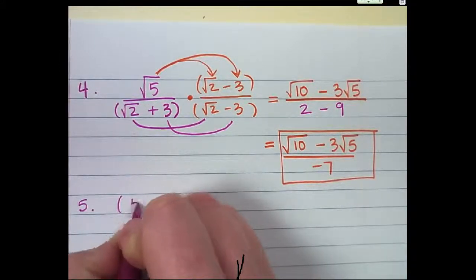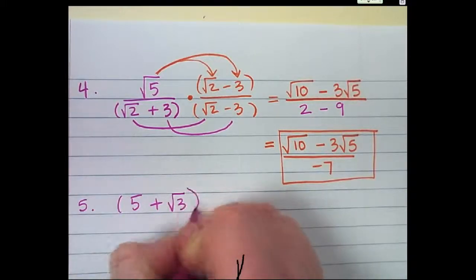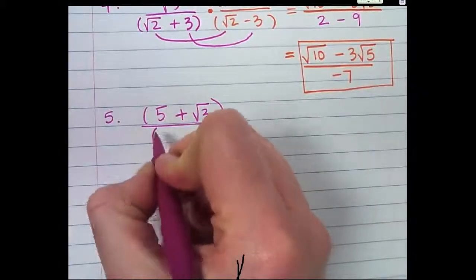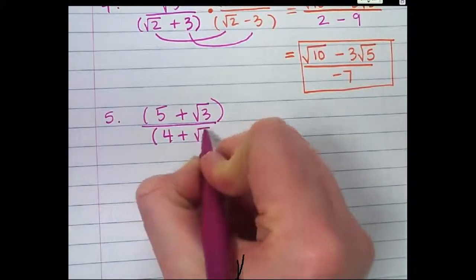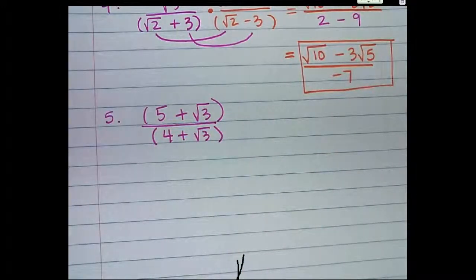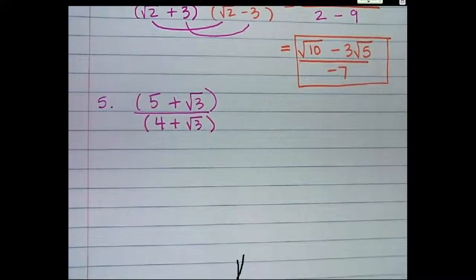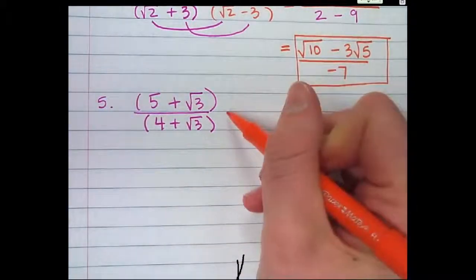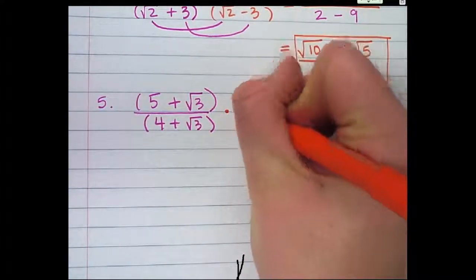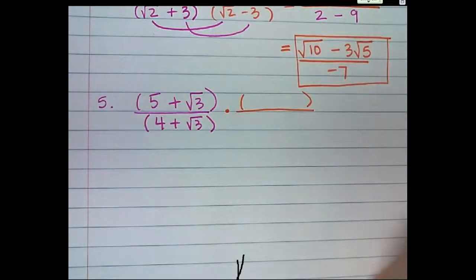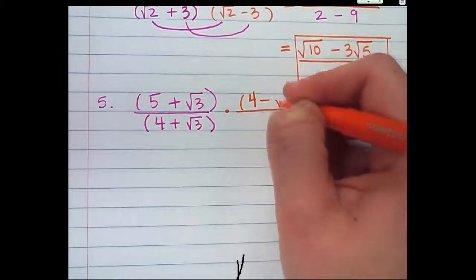Okay, number 5. So this is really the most complicated we'll get, is now we'll have a binomial on top and a binomial on bottom. So if nothing changes though, you still multiply by the conjugate. So go ahead and put the conjugate next to it and multiply it out. And let's see what you get. So what is the conjugate? 4 minus square root of 3.